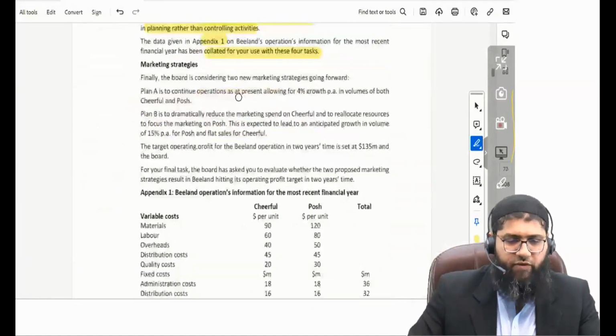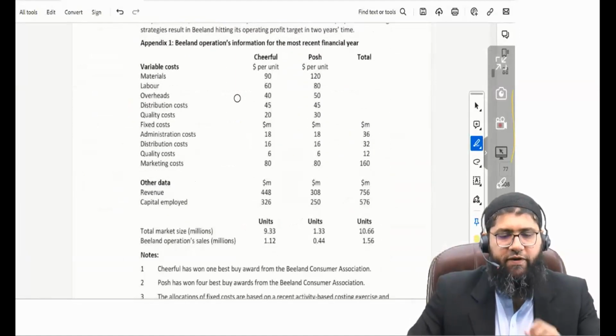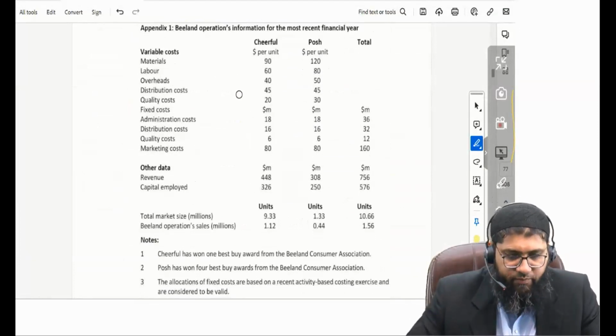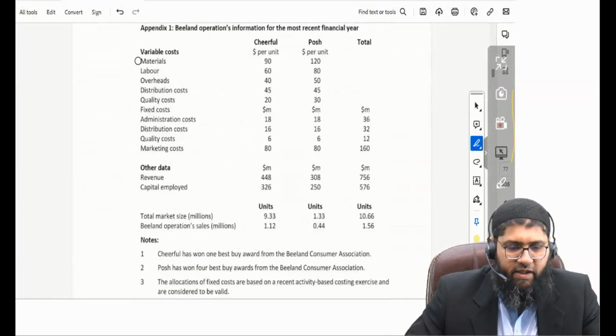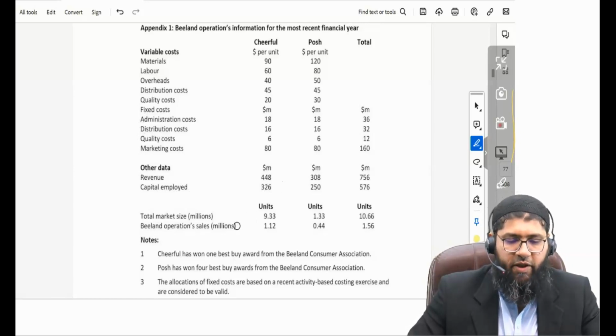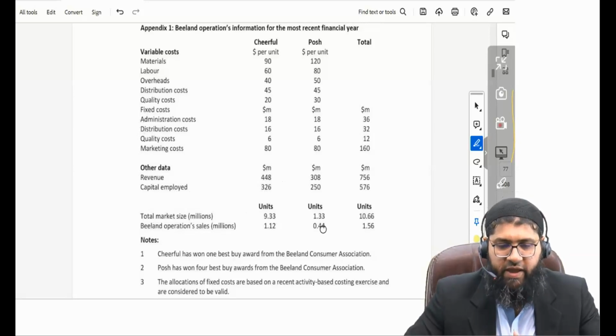The first of them is to calculate the total profit. What is the information given? The materials is given, the labor is given, overheads, distribution costs, quality costs, fixed costs, which are administration, distribution, quality costs, marketing, etc. The total revenue is given, capital employed is given, total market size is given, B-Land's operations sales are given as 1.12 million units, and so on and so forth.